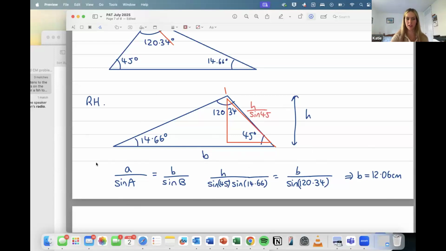Are there any questions about that? So how does h cancel out in this part? So we don't need h to cancel out, we're given what it is, so that's okay.